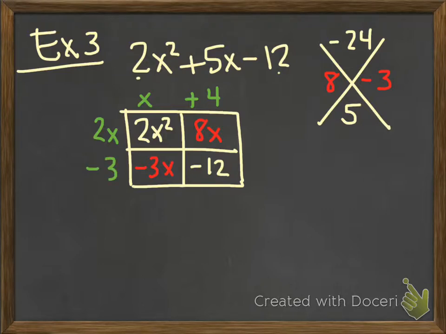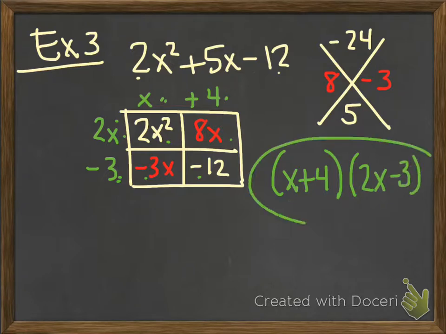Okay, you double check. 2x times x is 2x squared. 4 times 2x is 8x. X times negative 3 is negative 3x. 4 times negative 3 is negative 12. And that adds up to 2x squared plus 5x minus 12. Okay, so our product is x plus 4 times 2x minus 3. Order doesn't matter.